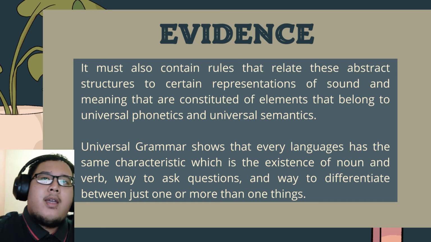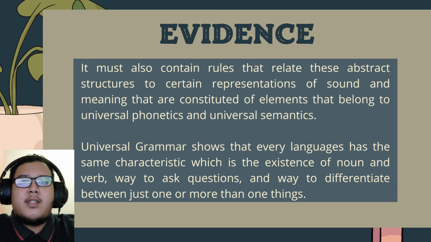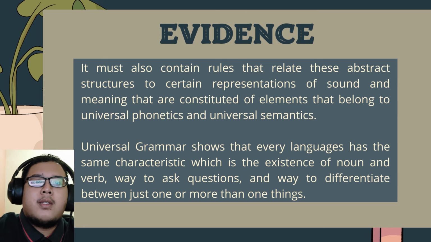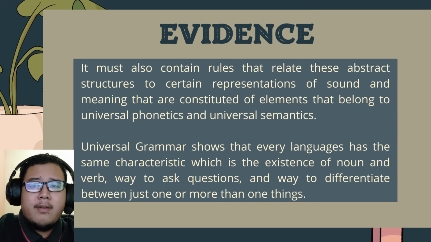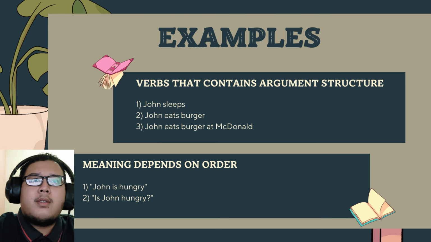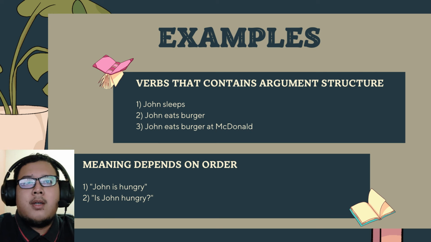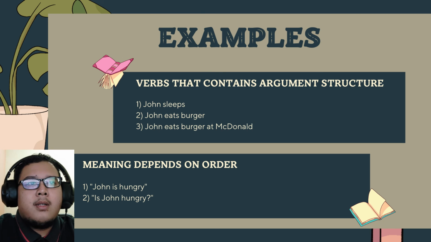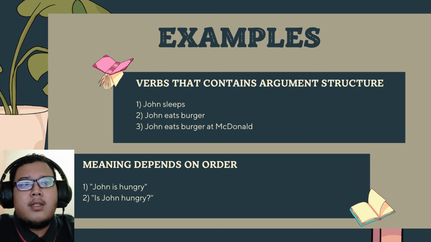Now let's take a look at the examples of universal grammar. Universal grammar consists of no more than two branches springing from the same node, such as subject and verb phrases, which means that it is a simple phrase like most kids use all the time. Next, a verb that contains argument structure. For example, John sleeps, subject and verb, or a bit more information than that: John eats burger, or John eats burger at McDonald's. It starts very simple, like John sleeps.